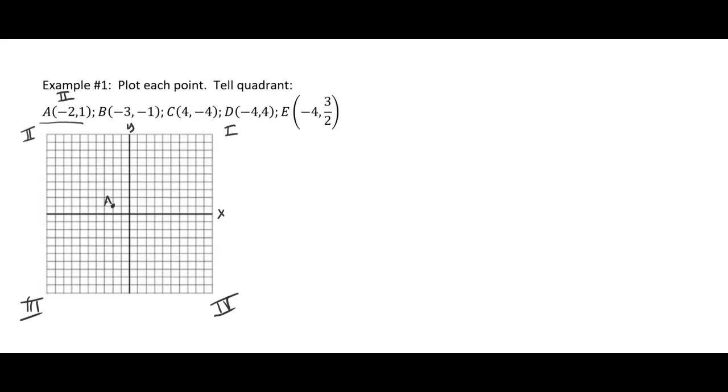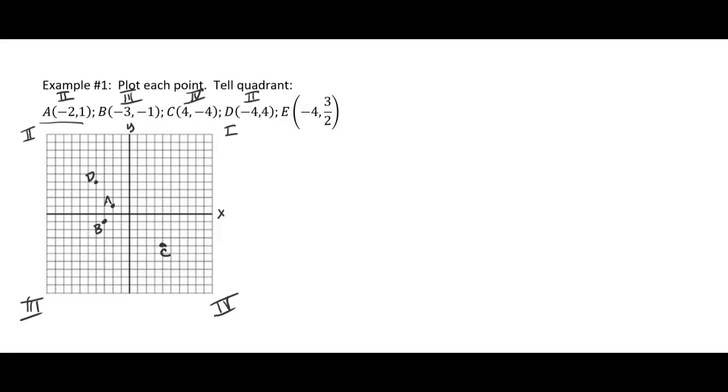Okay, so now let's do point B. So we're going to go -3, so 3 to the left, and down 1. So we would put the dot right there, and that would be point B, and that's in quadrant 3. And then (4, -4). So to the right 4, 1, 2, 3, 4, and down 4, 1, 2, 3, 4. And that would be point C, and that's in quadrant 4. And then D, well, D goes -4, so you've got to go left, 1, 2, 3, 4, and up 4, 1, 2, 3, 4. So it looks like it's right there, point D, and that's going to be in quadrant 2.